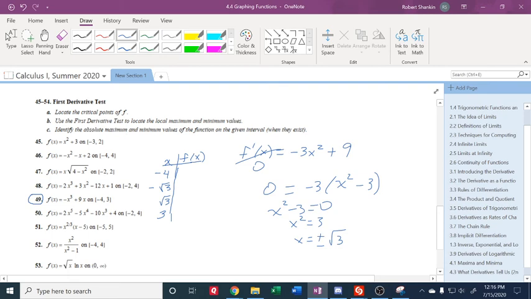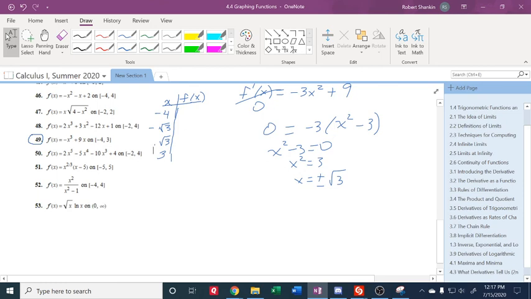So the critical points are these two, and that's part A. Use the first derivative test to locate the local maximum and minimum values. The first derivative test is basically just drawing a rough sketch. We plug these points in, get y coordinates, get the coordinates for all of these, and then make the graph. So that's the setup for 49.